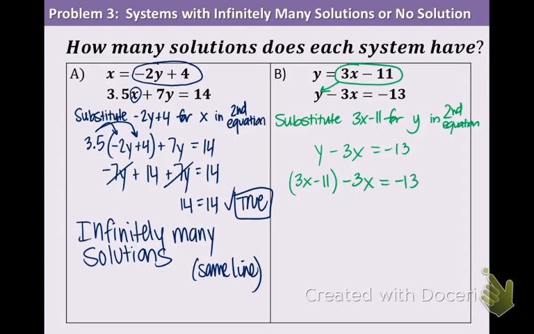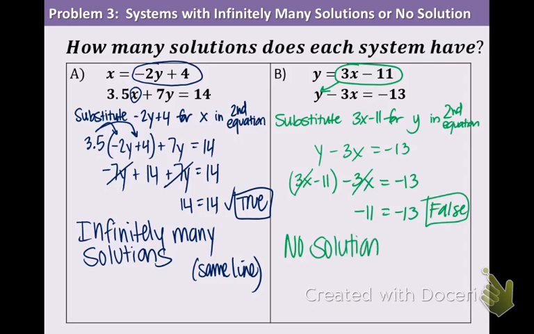Now we have 3x minus 3x, those cancel out, and we have a -11 equals a -13. That is not true, that's a false statement. Therefore, the variables are gone, and we have a false statement, so the system has no solution, and that means that these lines are parallel to each other.